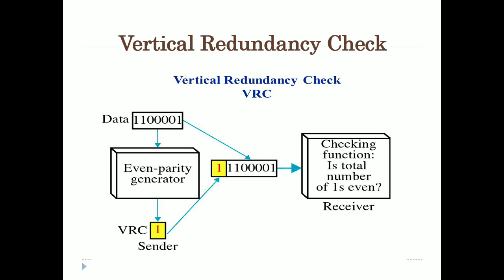11000001. When the data passes through the even parity generator, we achieve a VRC value of 1, which is appended to this data. This is because the number of 1s in the data is odd. According to VRC, the number of 1s should be even, so we have appended 1 to this so that the total number of 1s becomes even, and it is sent to the receiver, which checks whether the total number of 1s is even or not.